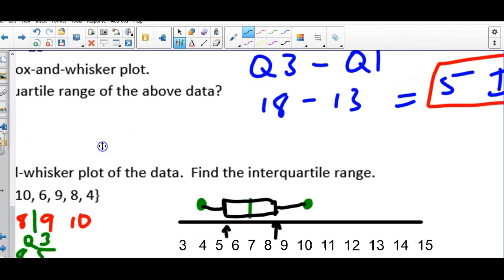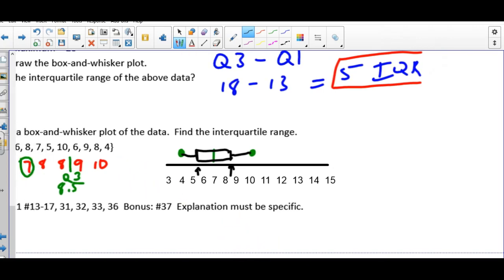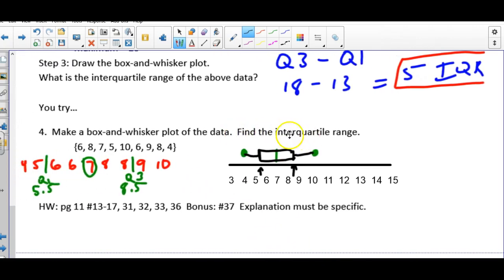So now that we've sketched our box and whisker plot, we got to answer one last question, which is find the interquartile range. Well, if I take my Q3 and my Q1 and subtract them, 8.5 minus 5.5 will give me 3.